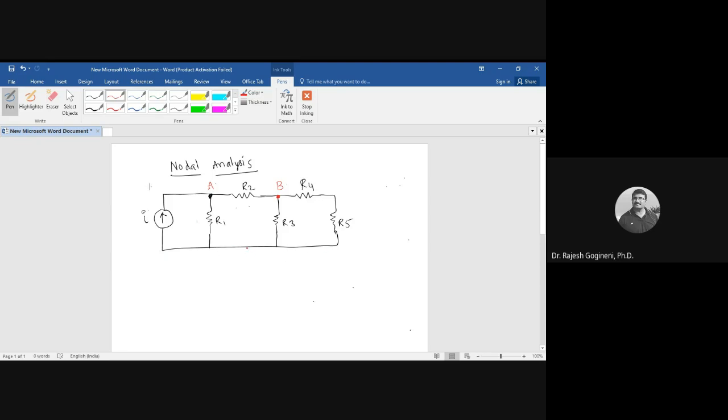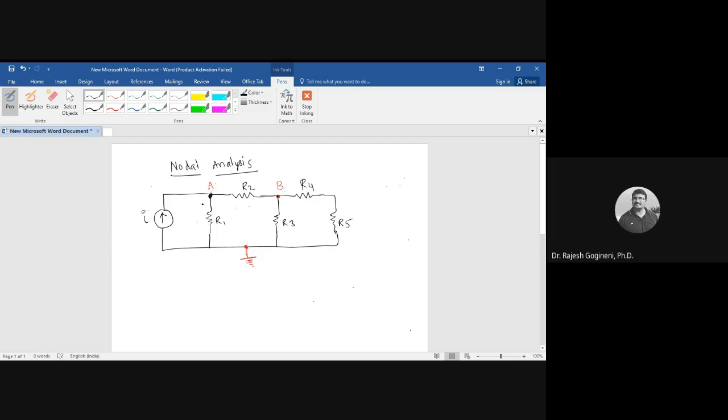So usually we will take a reference node. We will assume that it is at zero potential, that means nothing but ground. So that is the first point we need to follow in nodal analysis. We will assume one node as a reference node, that means where the voltage is equal to 0. And first identify the nodes. What are the nodes? Here we identified one node A, and another node is B.